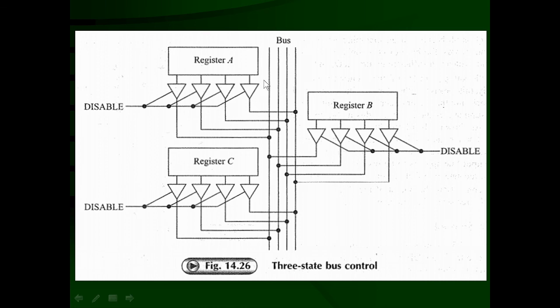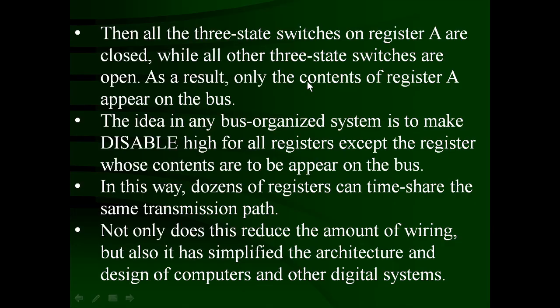This way, the common transmission line can be utilized by thousands of these registers, and that way circuit wiring can be simplified. Then all the three-state switches on register A are closed, while all other three-state switches are open. As a result, only the content of register A appears on the bus organized system. The idea in any bus organized system is to make disable high for all registers except the register whose contents are to appear on the bus.